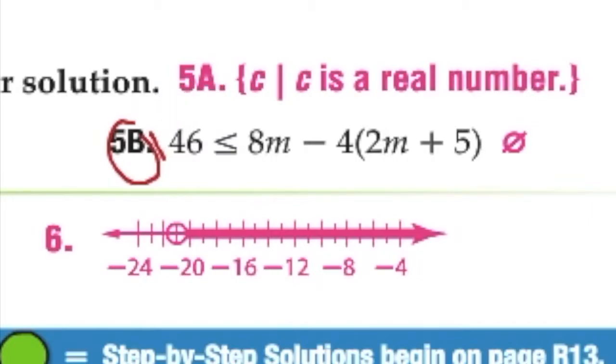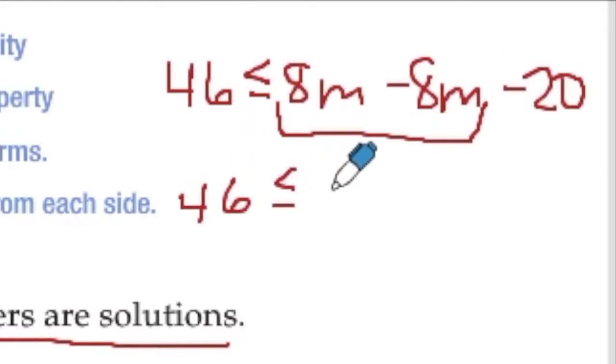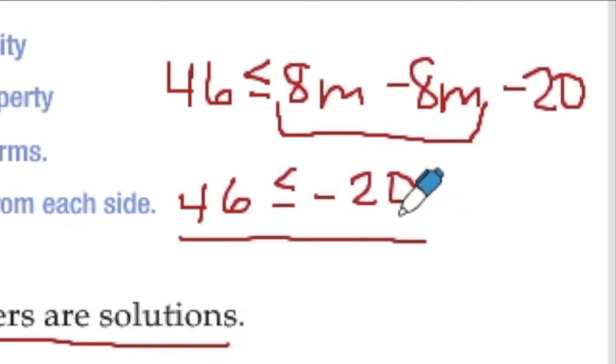On 5b, when I apply the distributive property, I get 46 is less than or equal to 8m minus 8m minus 20. And when I combine like terms here, I get 46 is less than or equal to 0m, or 0, minus 20. And 46 is not less than or equal to negative 20. So in this case, it's the empty set. No real numbers will make that statement true.